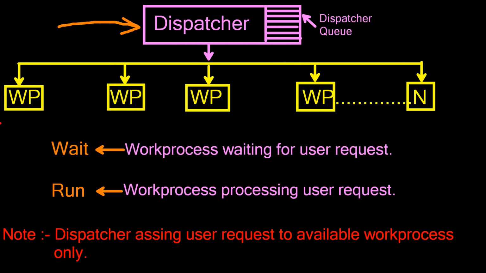So this is the dispatcher. Under the dispatcher, we have work processes. WP means work process. What is a work process? We'll discuss that. Under the dispatcher we have work processes, but we can't say how many, so here we have given n. In the application layer there is only one dispatcher. There is no second or third dispatcher, only one dispatcher.